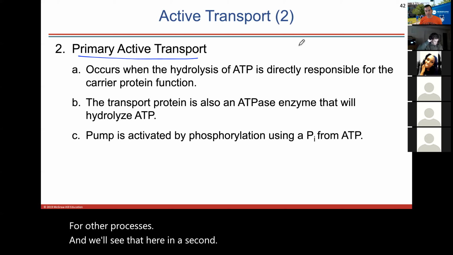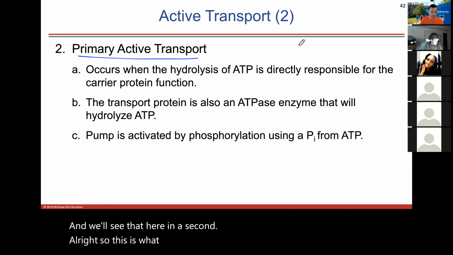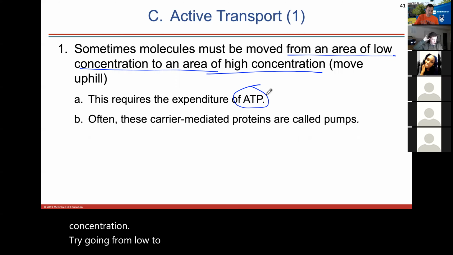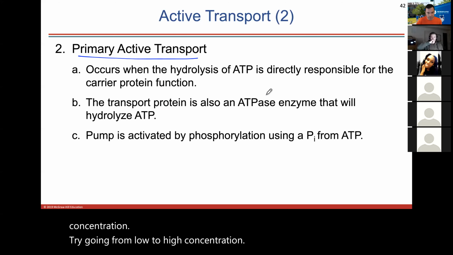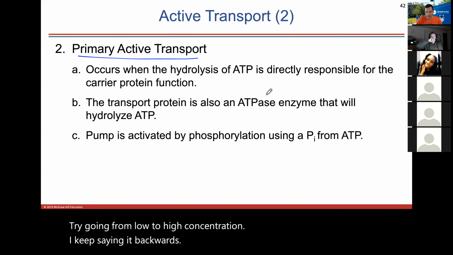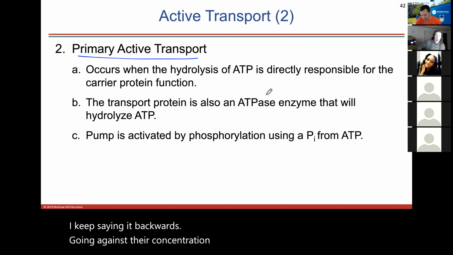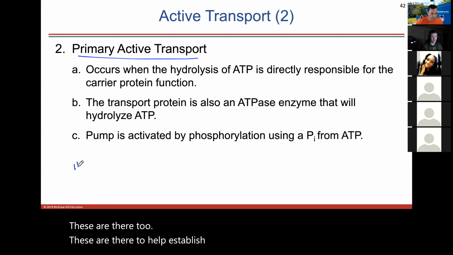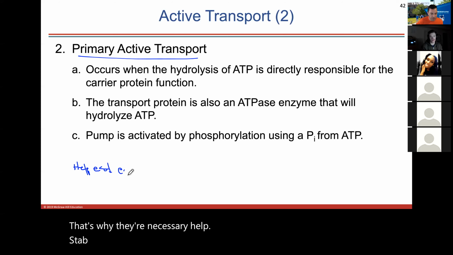All right. So this is what we generally think of. Going from high to low concentration, going from low to high concentration. I don't know why I keep saying it backwards. Going against that concentration gradient. These are there to help establish equilibrium. That's why they're necessary. Help establish equilibrium.